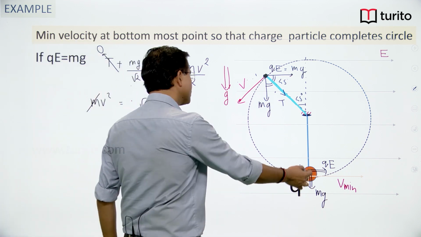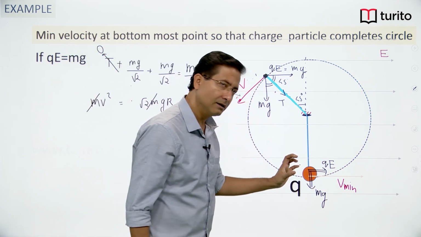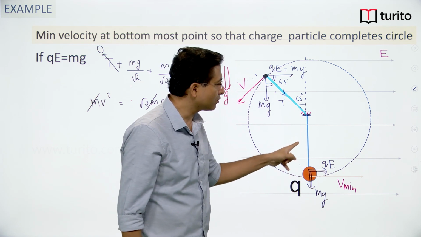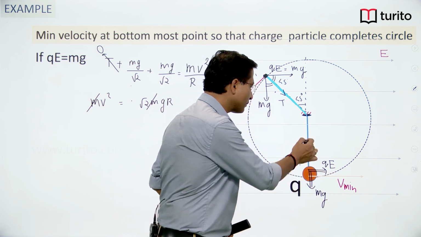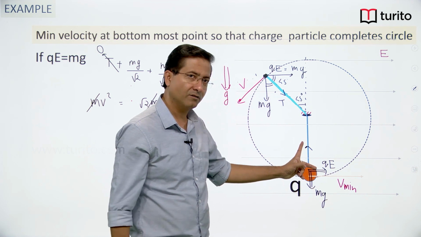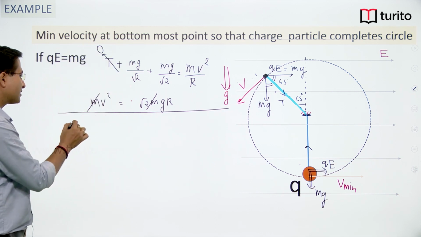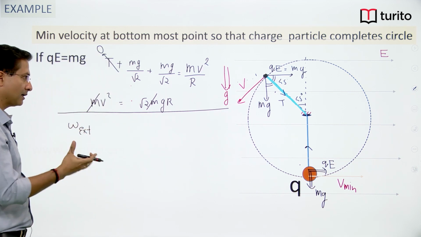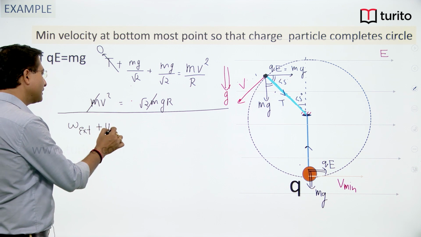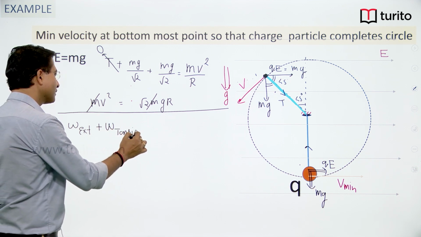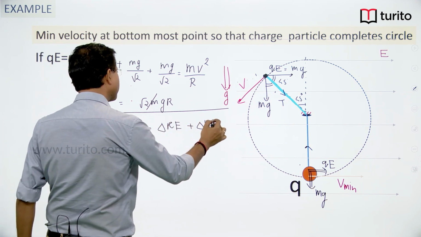How can I reach from this point to this point? As there is no external agent involved, once I have given the energy, I am not doing any work. This tension is also not doing any work, because tension is always perpendicular to the velocity. Work done by this tension is 0. So I can use the work energy theorem. Work done by external force, none, I just release and after that I do not apply any force, plus work done by tension is equal to change in kinetic energy plus change in potential energy.